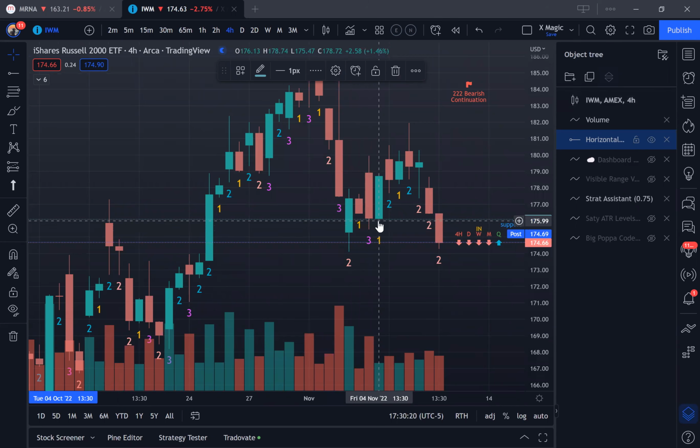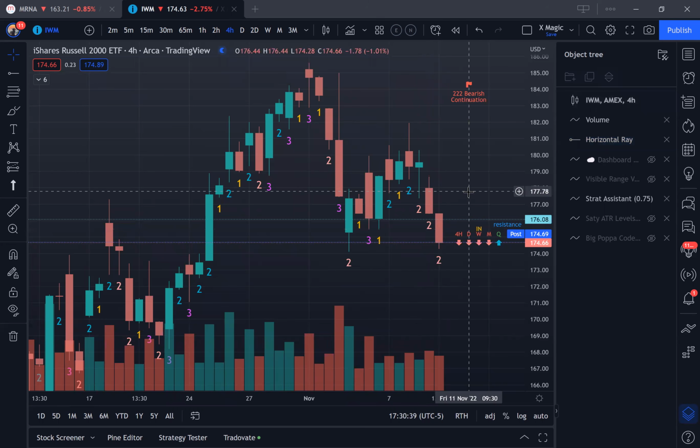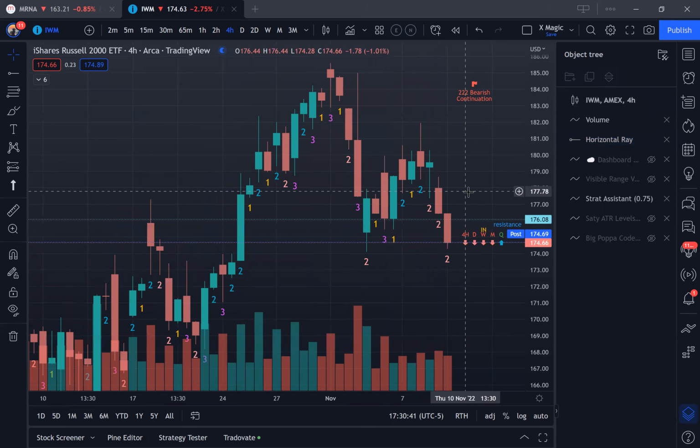Then again, another test, come up. And as you can see, the buyers that were supposed to be there that probably got filled on these two candles, they weren't here to save it again. They got demolished. So now we broke that support, which again becomes resistance. Let me know if that's making sense.